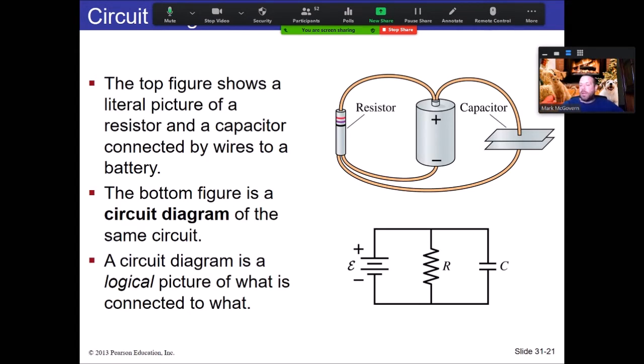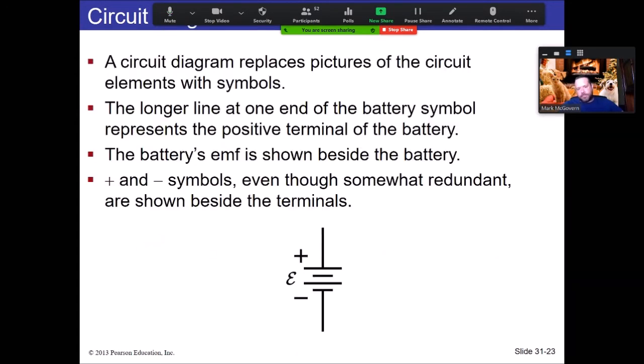And if you're wrong, what happens is when you solve for your current, you'll get a negative sign. And all that tells you is that your current should have been in the other direction.